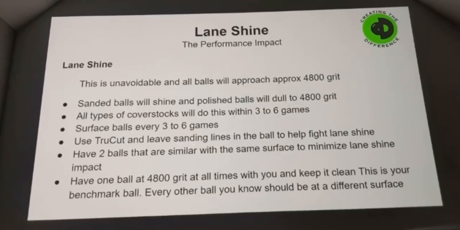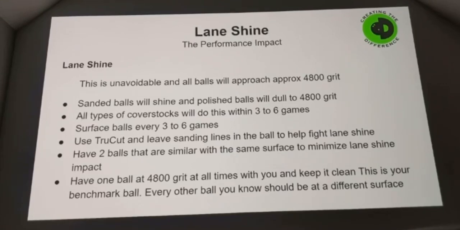We've done this several different times, and we've had a lot of success with that. And I believe this is one of those tricks that you'll be able to employ once you understand this phenomenon, and it will help you with your game to be a little bit more consistent, because your bowling ball is going to change, and this is kind of a way to combat that. So I also believe you should have 1 ball at 4800 grit at all times, and that's your benchmark ball. That's a ball that you know kind of what it's going to do, and it's going to stay that way, and you're really comfortable with that ball.